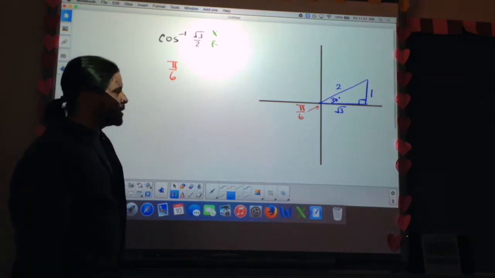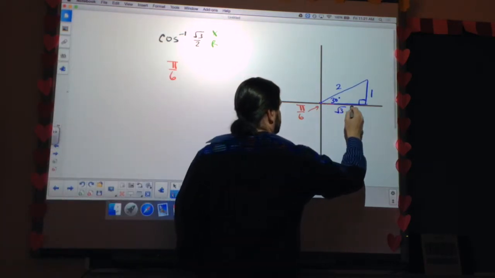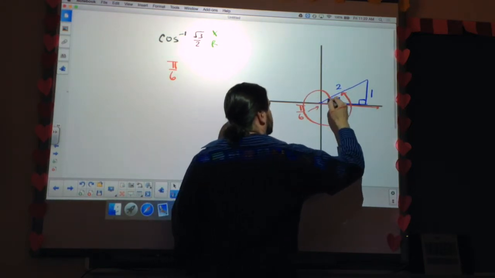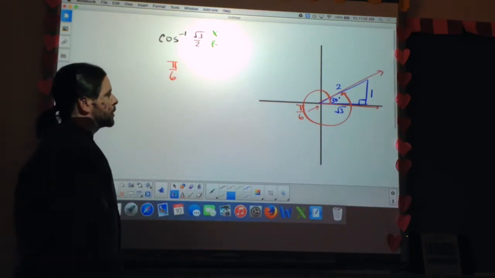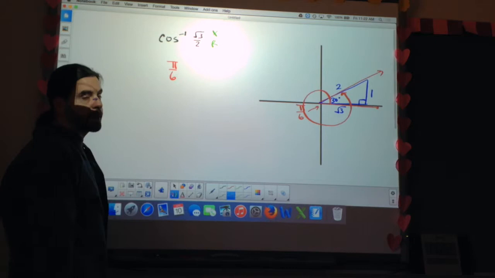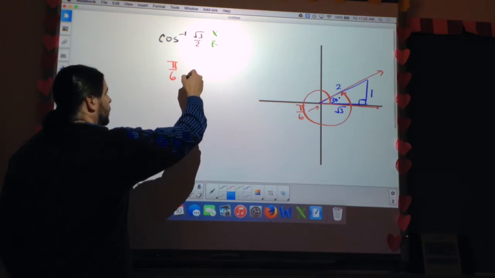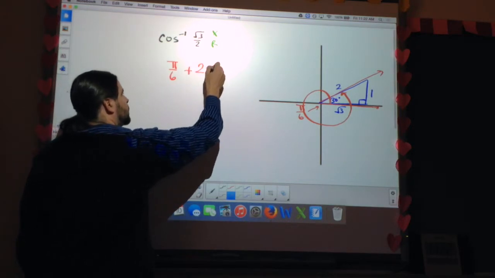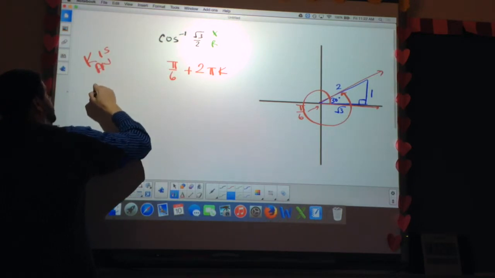And the reason is because there are a bunch of angles that can make that blue triangle. For example, there's this blue angle, but there's also, what if I went in a whole circle and came back to here? I'd still get a 30, 60, 90 in the first quadrant. So, long story short, any coterminal angle is going to make the same cosine, which we know. And so I could say that pi over 6 or any coterminal angle would make √3/2. So I'm going to say pi over 6 plus 2 pi k, where k is an integer.